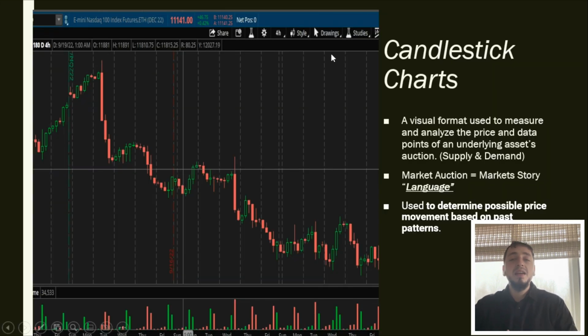So basically, what is a candlestick chart? It is a visual format used to measure and analyze the price and data points of an underlying asset's auction, the supply and demand. Basically, it is what the market story is. It's how it speaks to us.